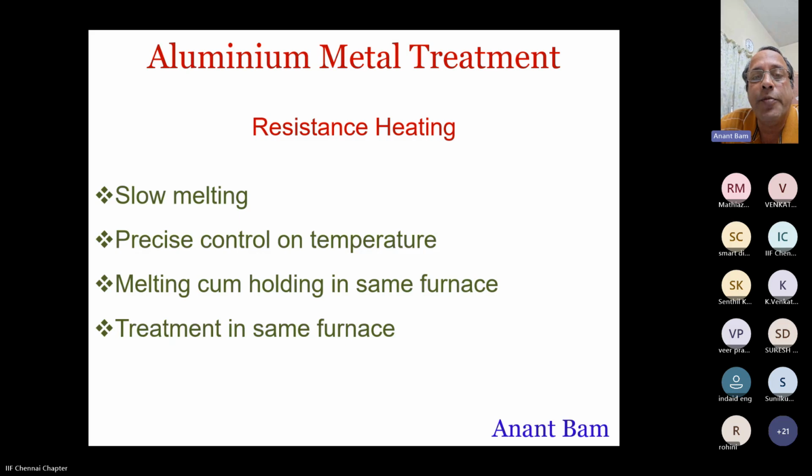Resistance heating is slow melting, but we get an advantage of precise control on temperature. I have seen furnaces with plus or minus 2 degrees Celsius control available. Melting cum holding in the same furnace is possible. Treatment in the same furnace is possible.